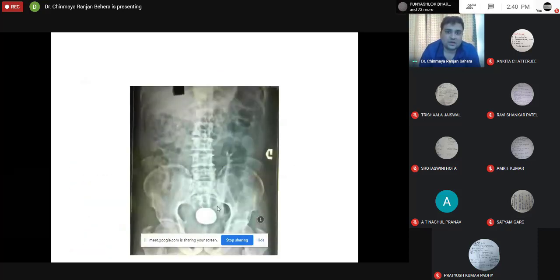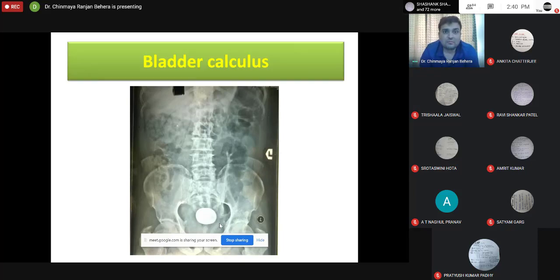Now coming to another X-ray. This is also again an X-ray of the abdomen. There is no bowel, nothing is there. When you come to the pelvis, there is a radio opaque density in the bladder region. So this is a bladder calculus. Sometimes some examiners might ask you any other differential diagnosis for this. So a calcified lymph node or a fecalith might present like this as well.